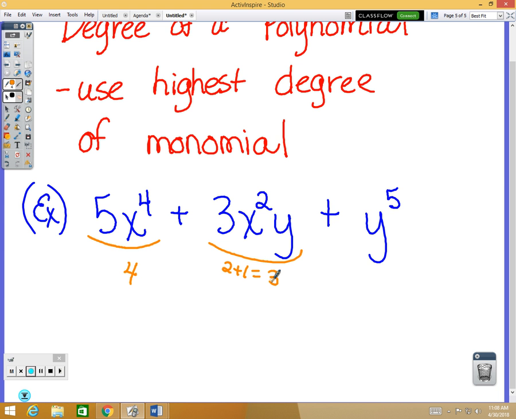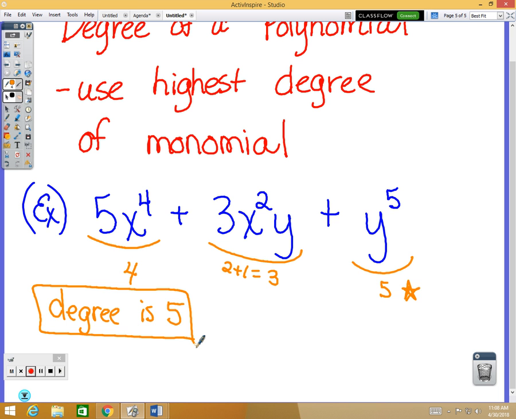Remember, we don't count that number in front of any variables. And what is the degree of this last term? So the highest number here, 4, 3, or 5, is the 5. Okay? So the degree of the entire polynomial is 5. So we found the degree of each monomial individually, and then whichever one was the highest, that's the one we use for the entire polynomial. Make sense? Okay.